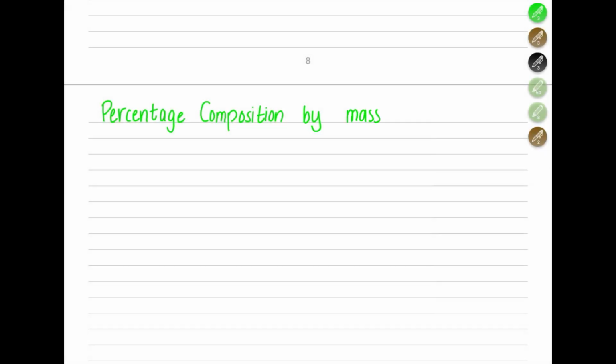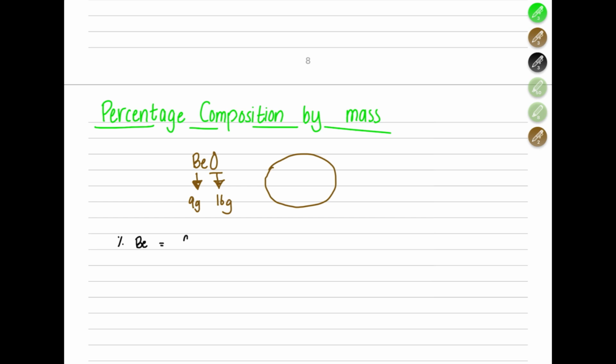Alright, now we will study another concept, which is percentage composition by mass. I will try to illustrate this first. Let's say we have a molecule of beryllium oxide, okay? So let's say this is beryllium oxide. What is the mass of beryllium? The mass of beryllium is 9 grams. What is the mass of oxygen? 16 grams. So if we want to find the percentage of beryllium, what we have to do is we divide 9 divided by 9 plus 16, percentage. So multiply this by 100 and we get 36%.